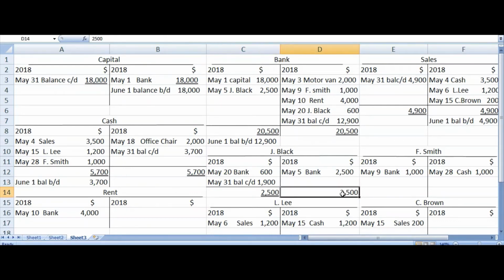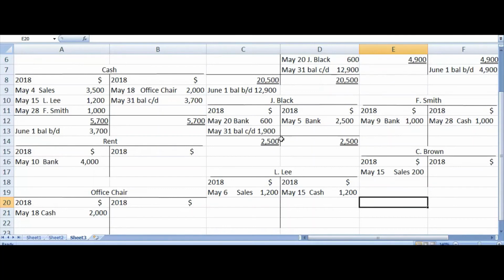Double line to show that the totals agree. Okay, so we are going to bring down the balance to the opposite side at the start of the next period. So on June 1st, I'll put that in, June 1st, we're going to have a balance BD of 1,900.